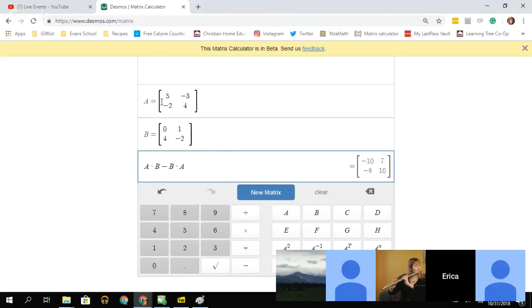Okay, so that means that I need to multiply A times B and subtract that from B times A, because these are 2 different numbers. A times B is one matrix and B times A is a different matrix. They come up with a different solution set. So that's how we use a matrix calculator to help us calculate. Okay.